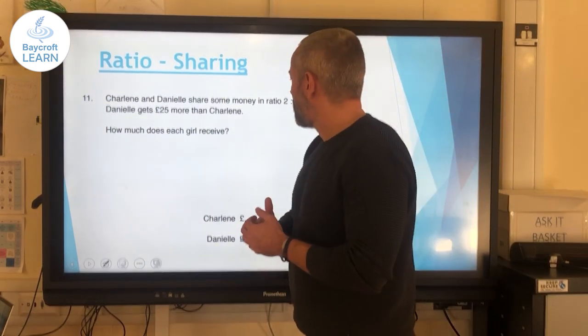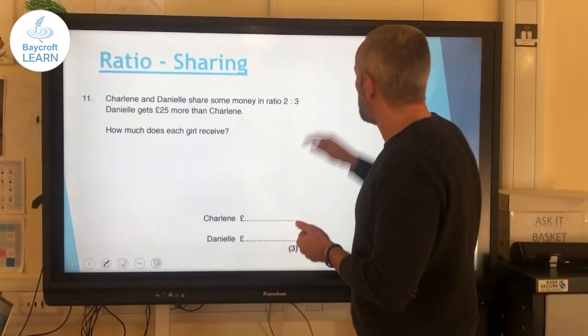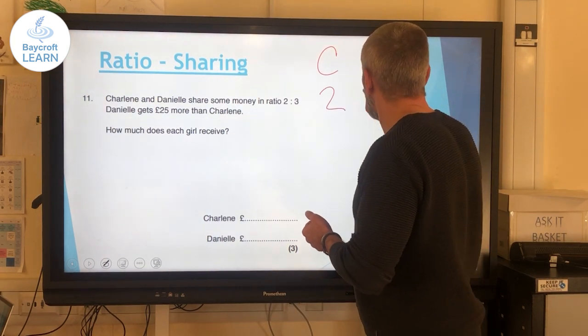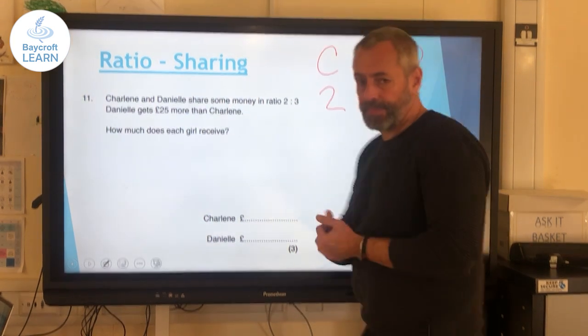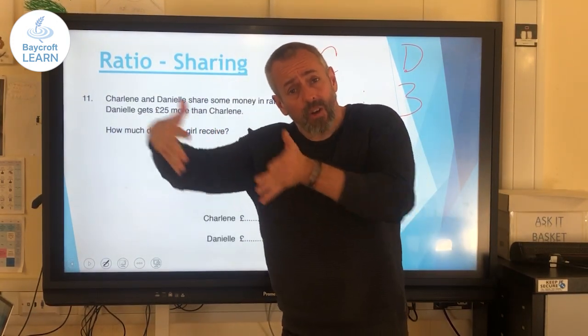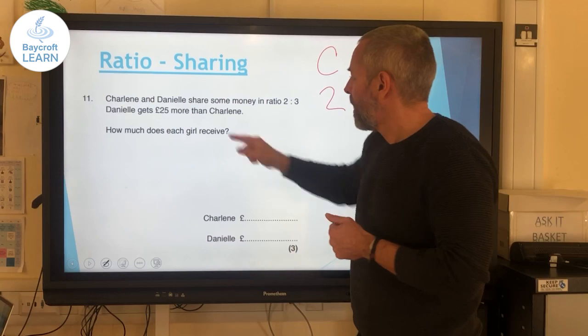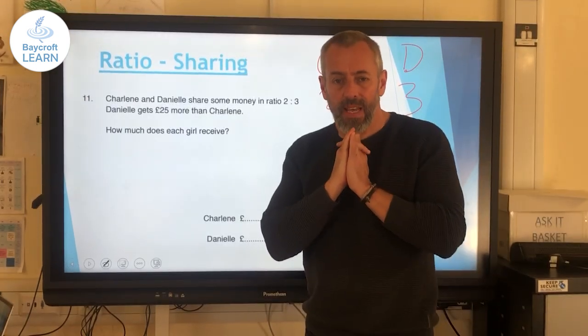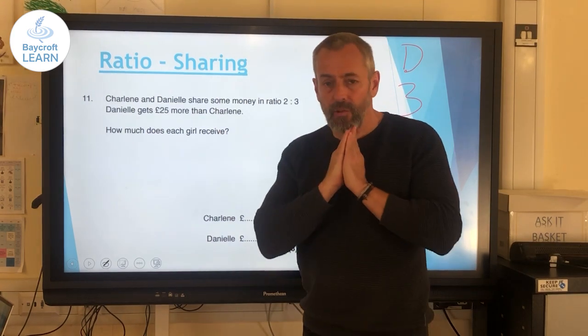Charlene and Danielle share some money in a ratio of 2 to 3. Charlene, Danielle, 2, 3. I'm just doing exactly the same as what I've done before because it starts to look like what I want it to look like. Danielle gets £25 more than Charlene. How much does each girl receive?